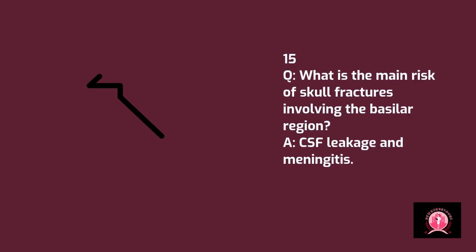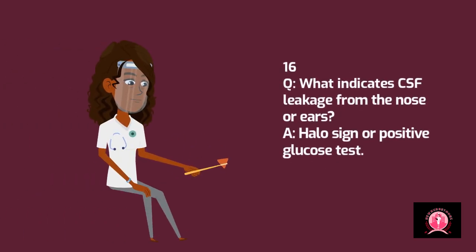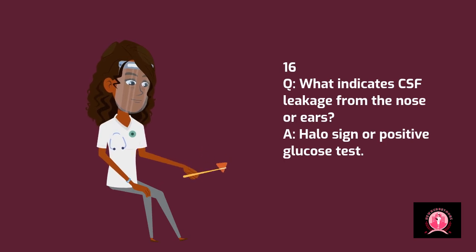15Q. What is the main risk of skull fractures involving the basilar region? A. CSF leakage and meningitis. 16Q. What indicates CSF leakage from the nose or ears? A. Halo sign or positive glucose test.